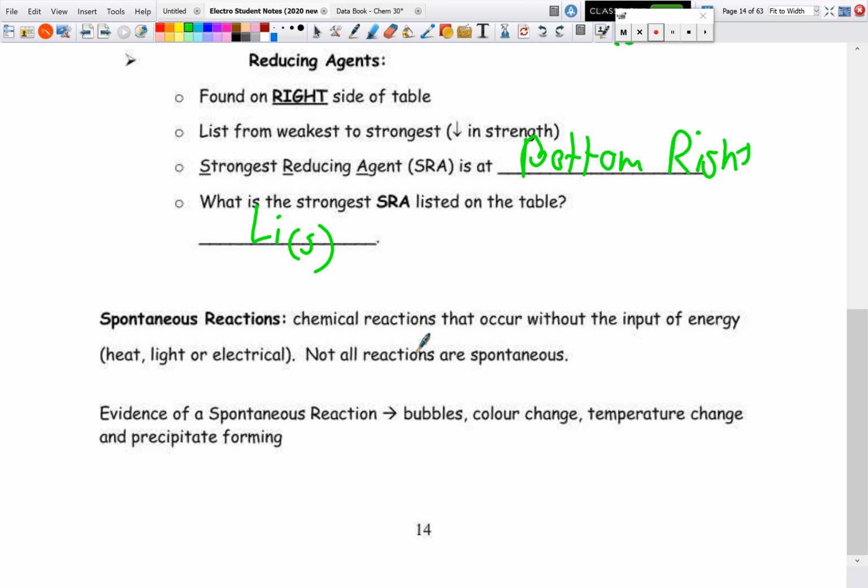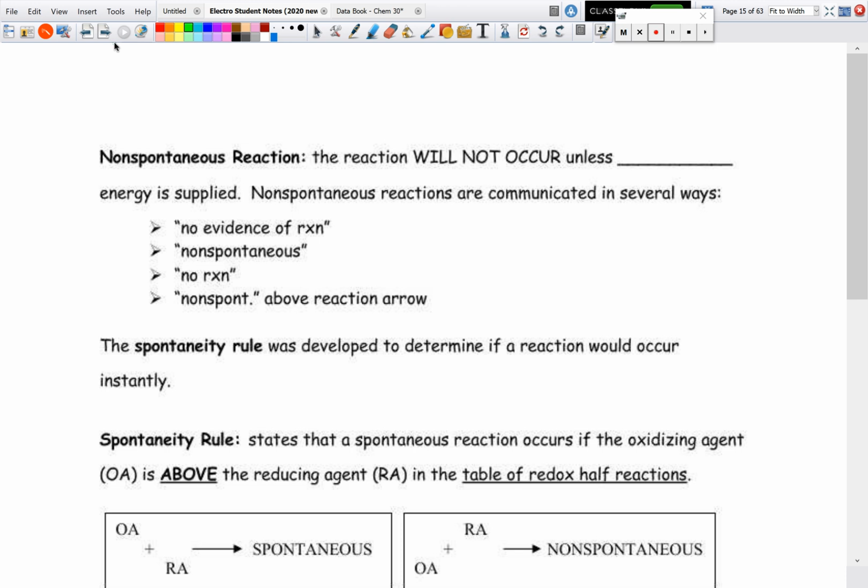So spontaneous reactions are reactions that occur without input of energy. So no heat, no light, no electricity or anything like that. Normally for evidence of spontaneous reactions, you get bubbles, a color change, temperature change, a precipitate forming, something visible actually happening. Then, of course, a non-spontaneous reaction will not occur unless input energy is supplied. So you're going to see words like no evidence of reaction, non-spontaneous, no reaction, just little things like that.